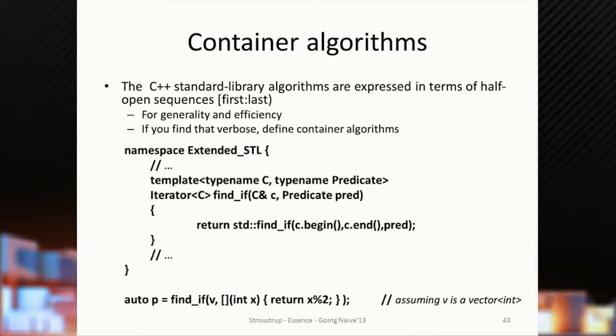If you get tired of writing all of these begin and end, you don't have to. You can simply define your own versions that work over a container. It's not perfectly as general as using the pairs of iterators, but it is notationally much nicer. So here's the find_if: find_if in the container v, look for things that are odd.